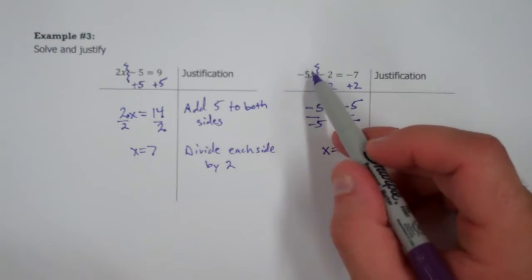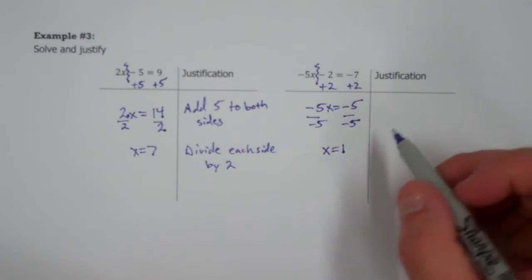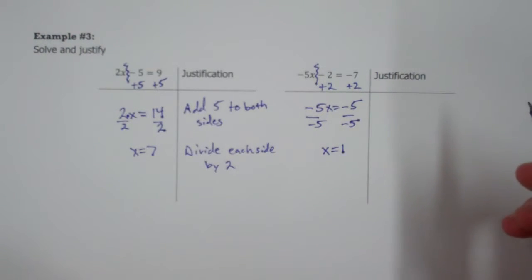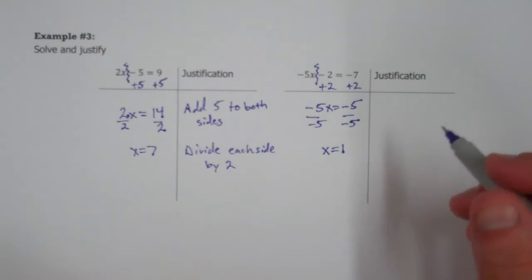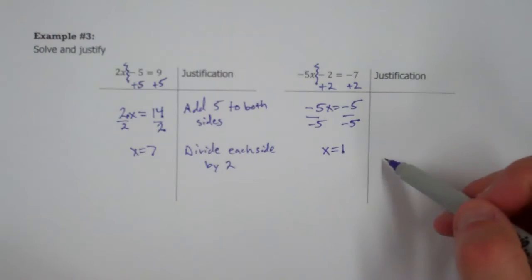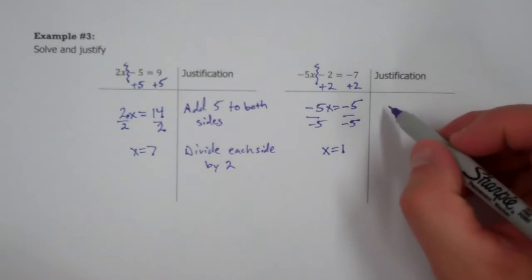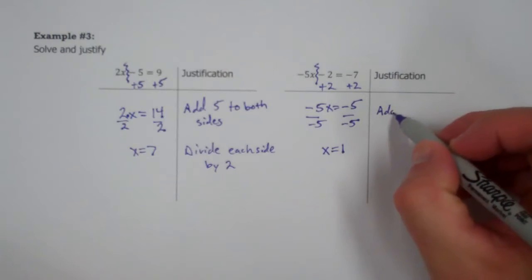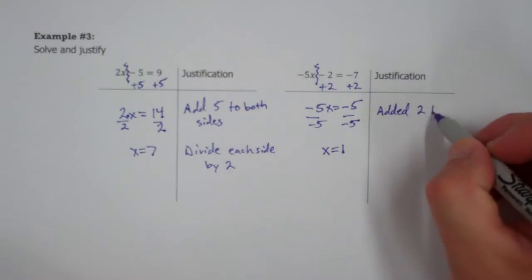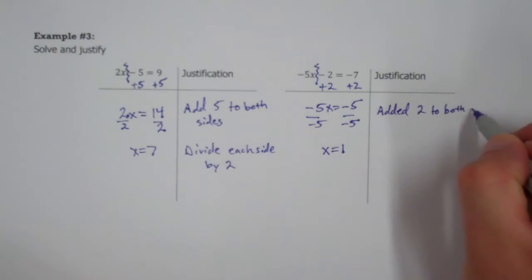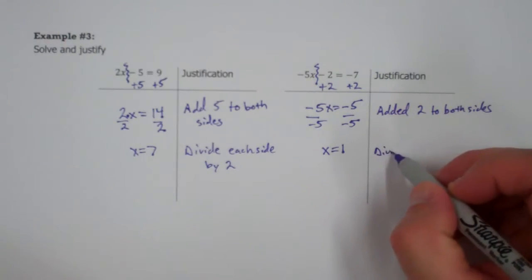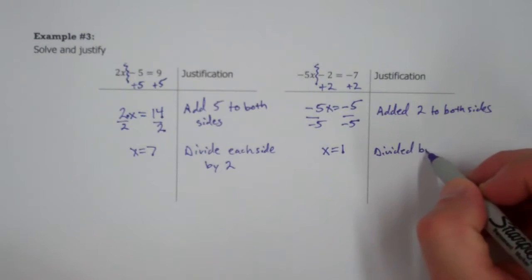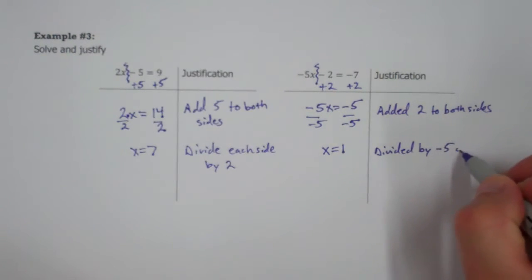-5 times 1 is -5. -5 minus 2 is -7. So this value does check out. You can either write that check out or do that mentally, or maybe even perform that in your calculator. That'd be a nice use of your calculator. So let's write down what our justification is, what we did. We added 2 to both sides. And then here we divided by -5 on each side.